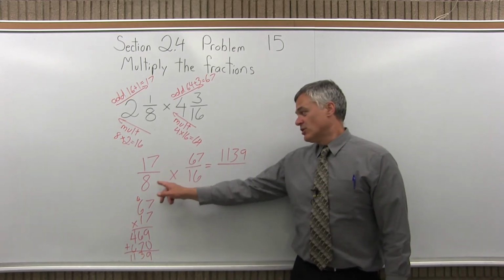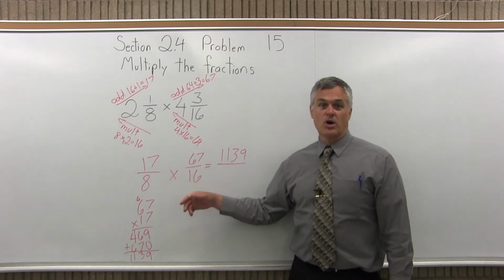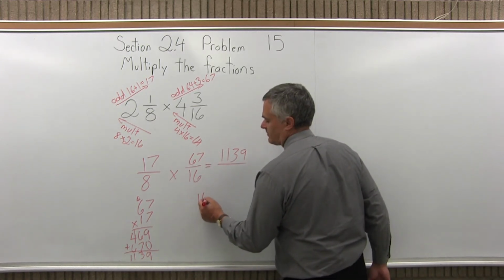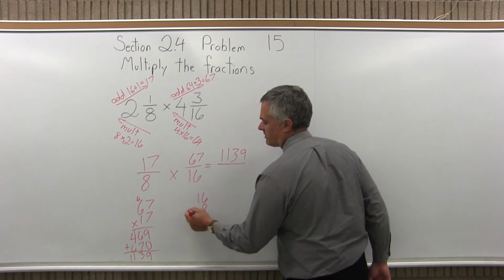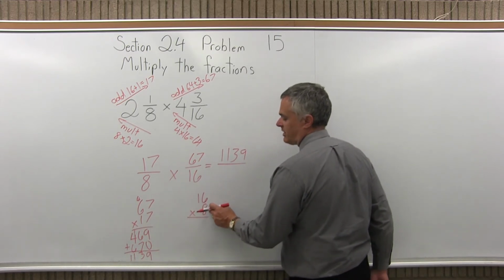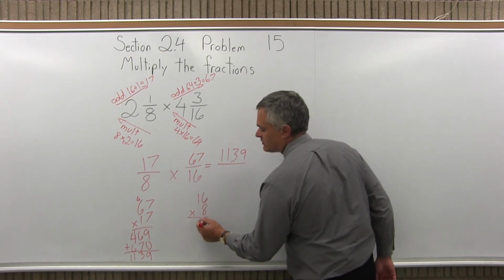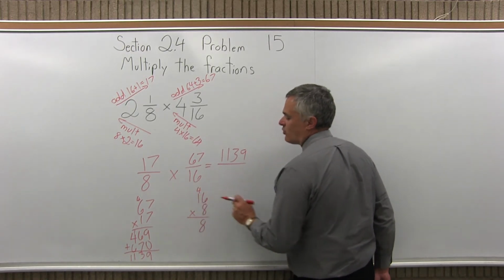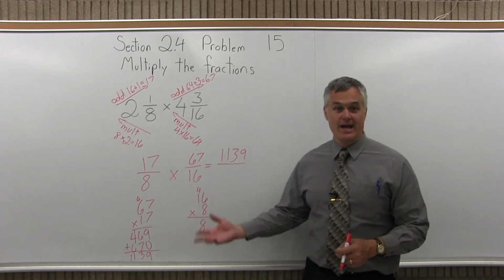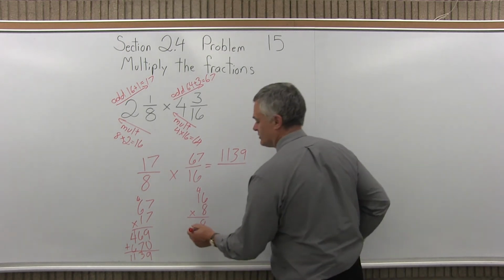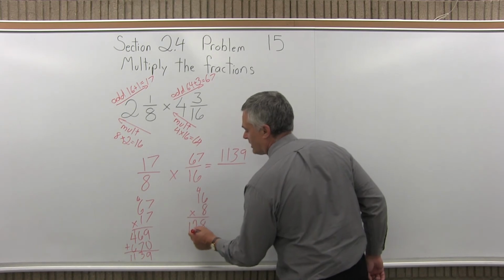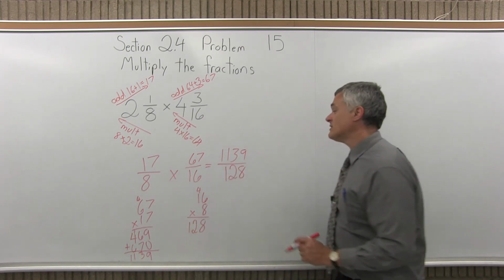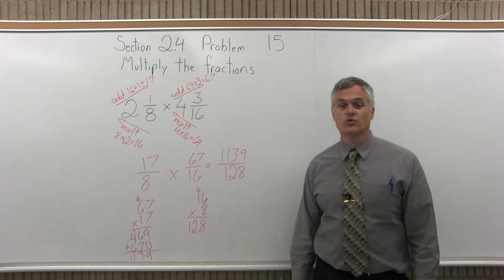I have to multiply denominator times denominator or bottom times bottom. That'll be 8 times 16. Not nearly as big. So I again like to put the smaller number as the lower value when I multiply. 8 times 6 is 48. Write the 8, carry the 4. And then 8 times 1 is 8, and then add the 4 that you carried. 8 plus 4 more is 12. So I get a result of 128. That will be the denominator. So my answer is 1,139 over 128.